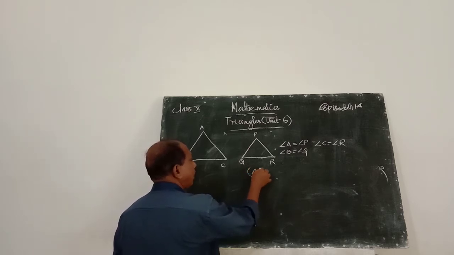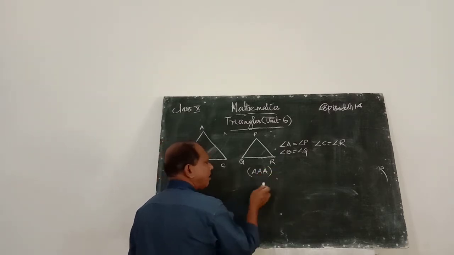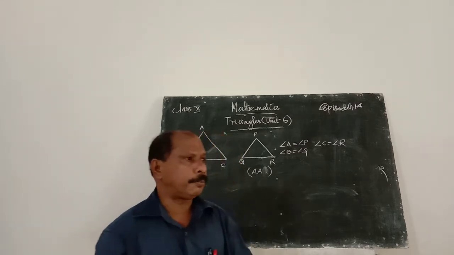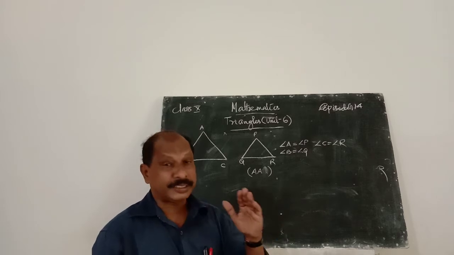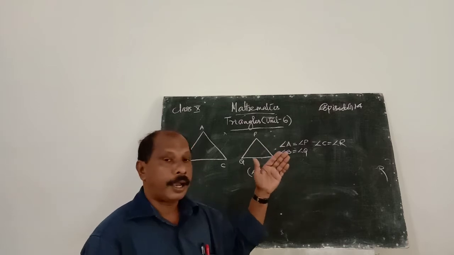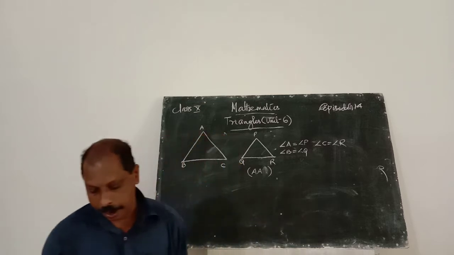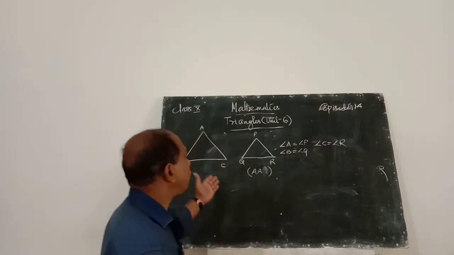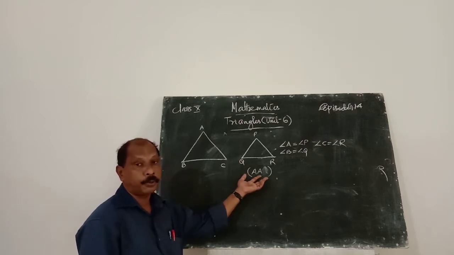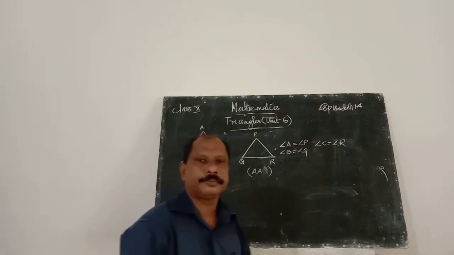AA. Only we can write it as AA. That is the angle property of the triangle. What is the AA property? That is for similarity: the two angles or the angles of one triangle are equal to the corresponding angles of another triangle. Therefore, they are similar. This property is known as AA criteria or AA property of similar triangles. Therefore, we know that triangle ABC is similar to triangle PQR.